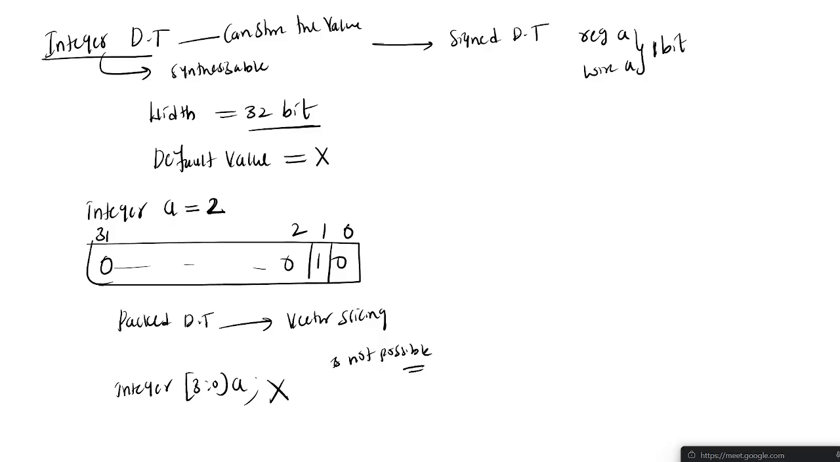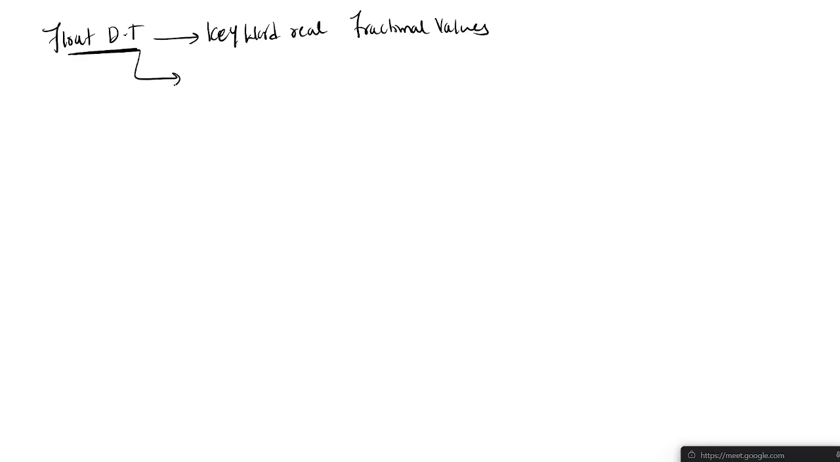Did you understand? Okay. And next is float data type. What is the keyword for float data type? We need to use real. Okay. So this is used to store the fractional values. Here the size is 64 bit and default value is x, and this is signed data type.